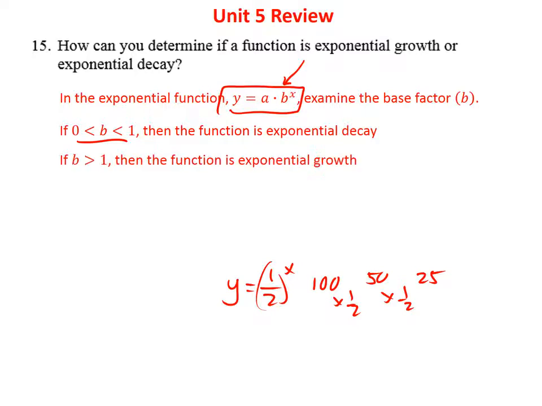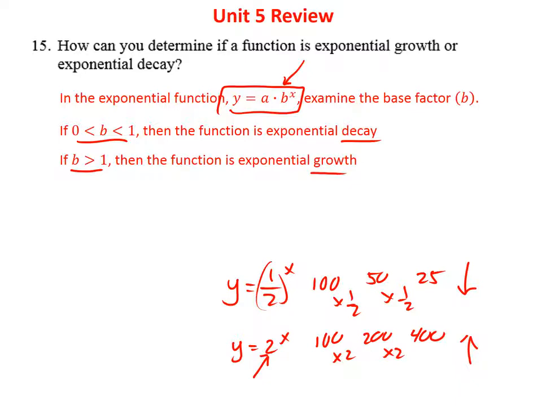What happens if it's greater than 1? It's exponential growth. So same example, if I do y equals 2 to the x, here this is greater than 1, then I have 100 times 2 is 200, times 2 is 400, and you see now that one's growing, whereas this one was decaying. So the key is, if your b is between 0 and 1, you have decay. If it's greater than 1, you have growth.